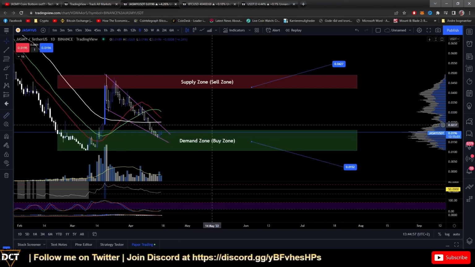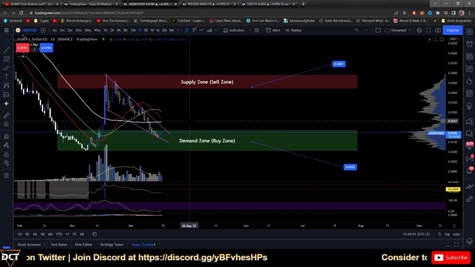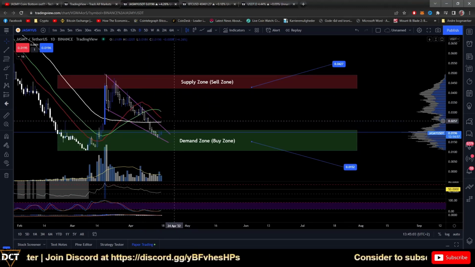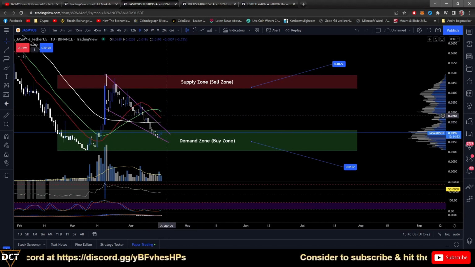However, it is not done yet, guys. We still have to break this trend line. We are still below the 21, 30 and 50 SMA, which is a huge resistance area, right? And once we go above these areas, we will have a huge uptrend.